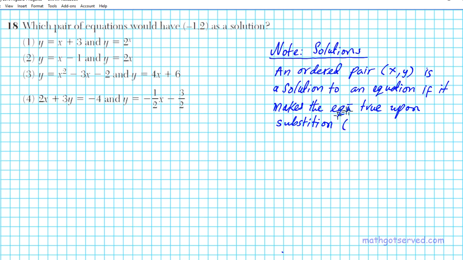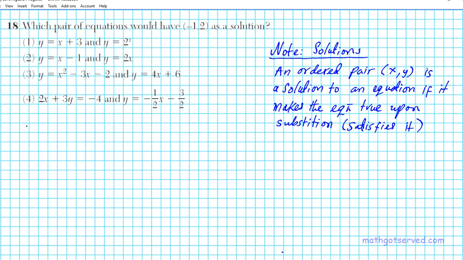Another way to say that an ordered pair is a solution is to say, does that ordered pair satisfy the equation? Satisfying an equation basically means that when you plug the solution into the equation, you end up with a true statement. All right, so let's start with option 1.